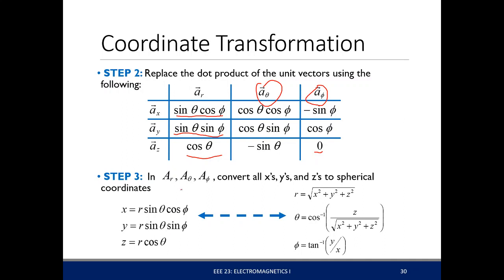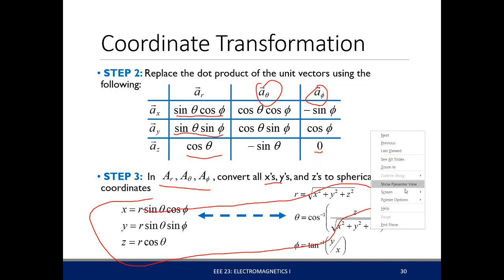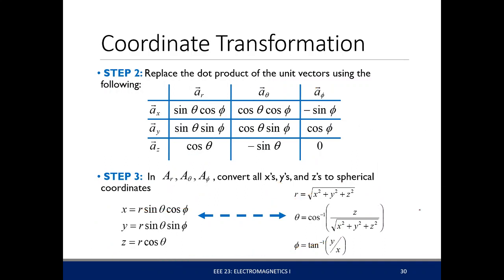And finally, you need to convert AR, A theta, and A phi to the x's, y's, and z's to spherical. So these are the conversion of each. The conversion of your xyz to r theta phi and vice versa. So this we have already derived. How to get this? This is a different story. How do you get these values right here?